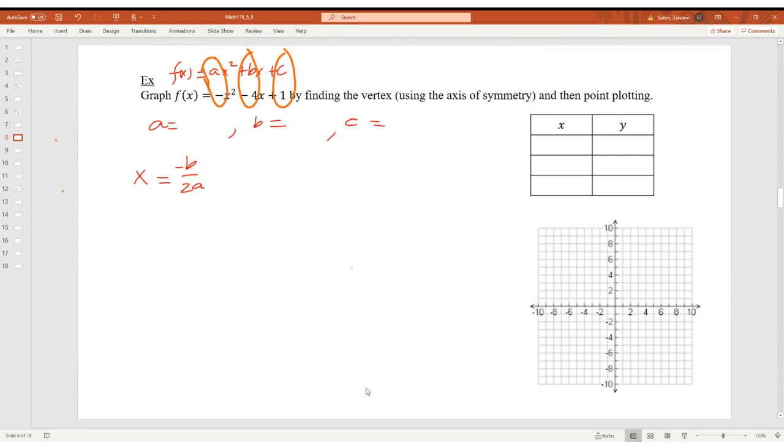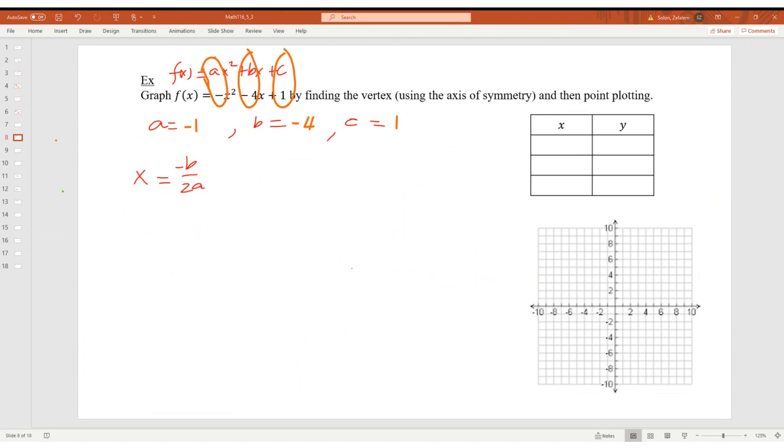So we don't have a number in front of x squared, so technically that is -1. We have a negative, so it's -1. B is -4 here, and C is 1. Okay, that's how you figure out A, B, and C.